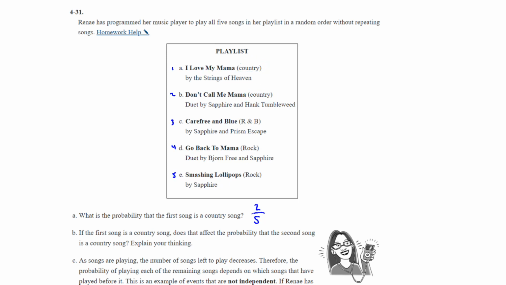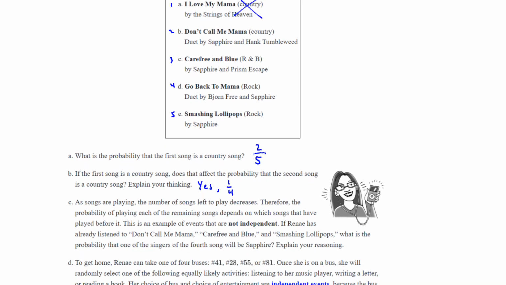Next part B. If the first song is a country song, does that affect the probability that the second song is a country song? And the answer to that is yes, because if the first one's a country song, this one's now out because there is no repeating. So now we don't have 5 choices anymore. We only have 4, and we only have 1 country song left. So yes, it definitely does matter. It does affect the probability for the second country song, and that probability would be 1 out of 4 now, because there's only 4 possibilities left, and there's only 1 country song left as well.